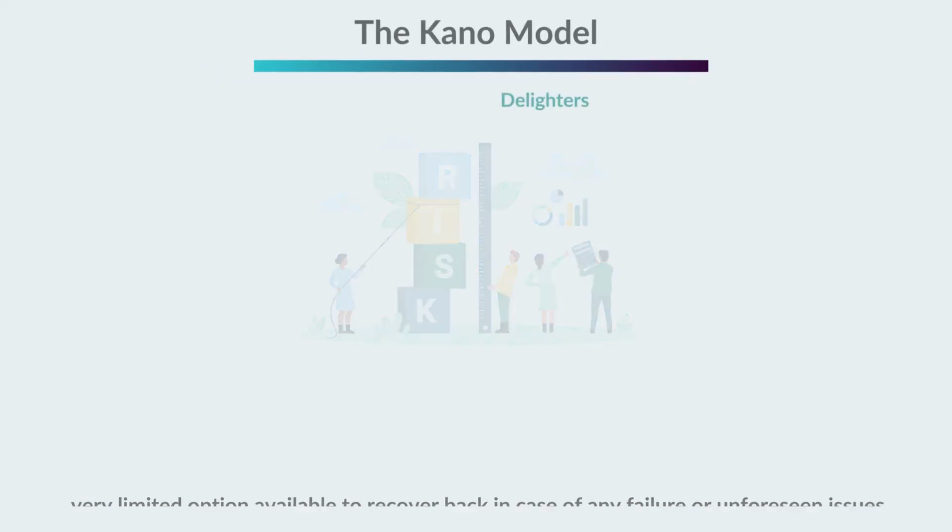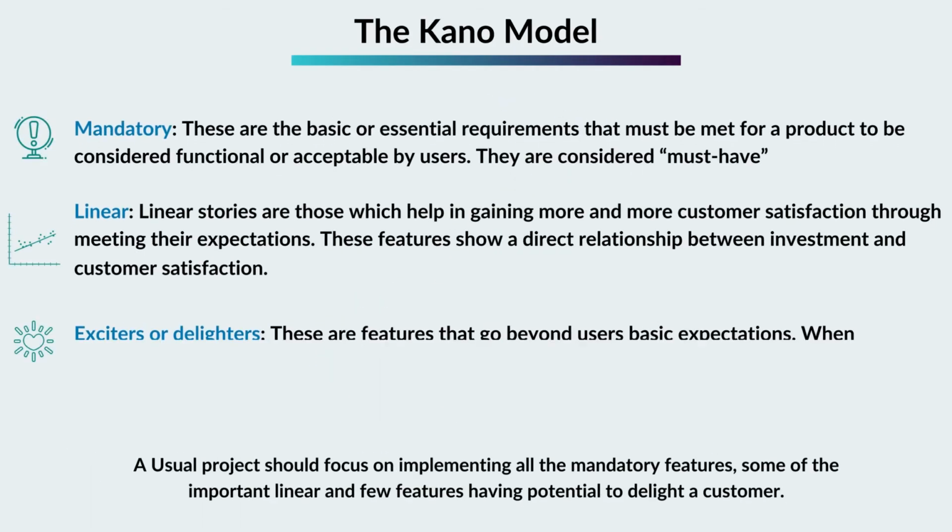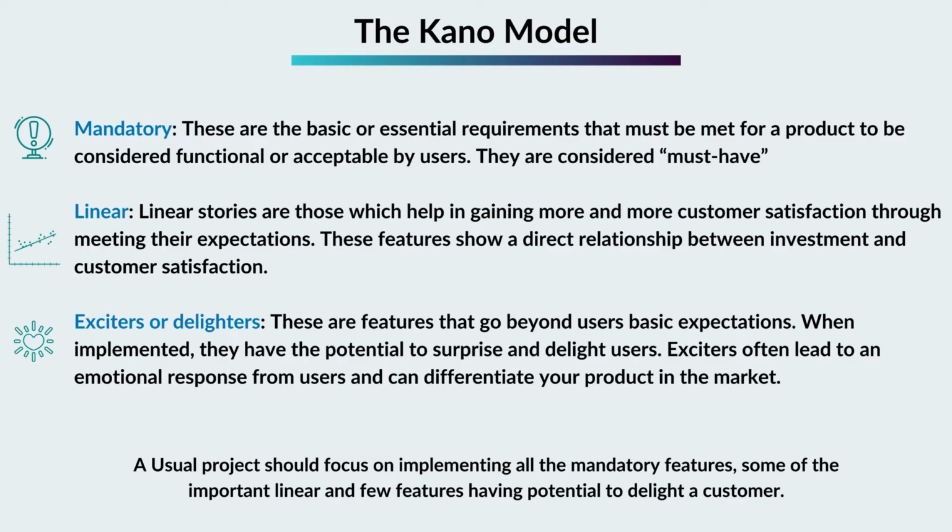Another effective model for prioritization of user stories is the Kano model developed by Professor Noriaki Kano. In this model, stories are classified as mandatory or threshold, linear, and exciters or delighters. Mandatory: these are the basic or essential requirements that must be met for a product to be considered functional or acceptable by users. They are considered must-haves.